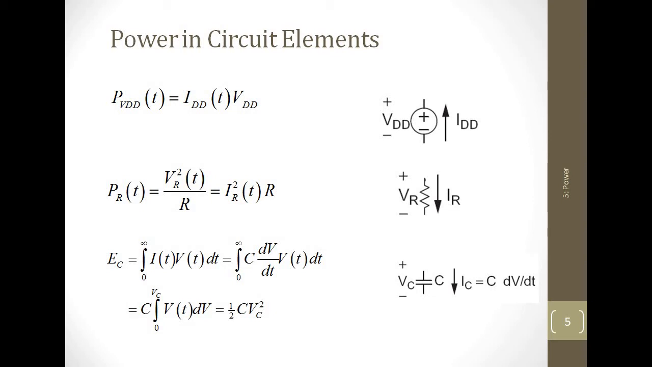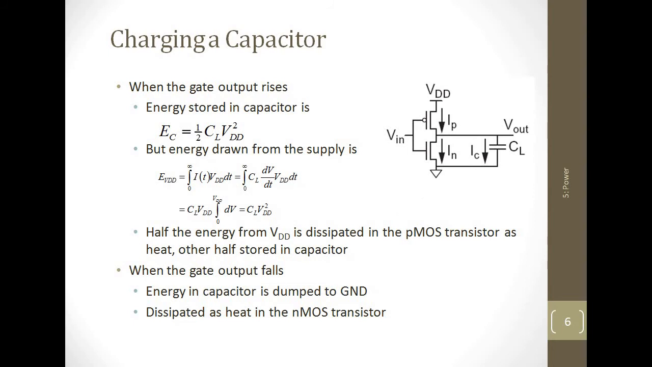So integration 0 to infinity, for an infinite time limit, of I into V, or we can write it as integral 0 to infinity of C dV upon dt into V dt. This again can be written as C integral 0 to Vc of V of t into dV, which is nothing but half CV square.